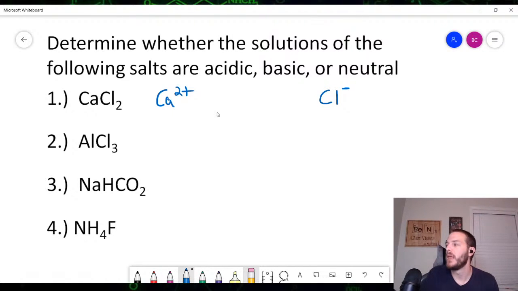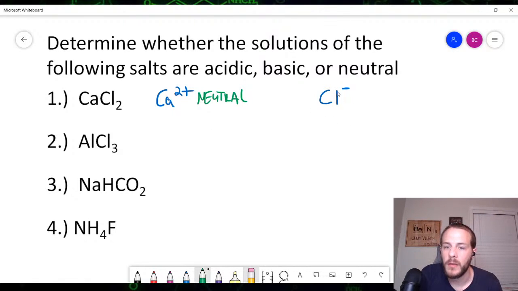Well, it turns out that Ca2+, calcium ion, is the counter ion of a strong base, calcium hydroxide. Calcium hydroxide is a strong base. Calcium ion, being the counter ion of a strong base, is going to be a neutral cation. So it's not going to ionize water to behave as an acid.